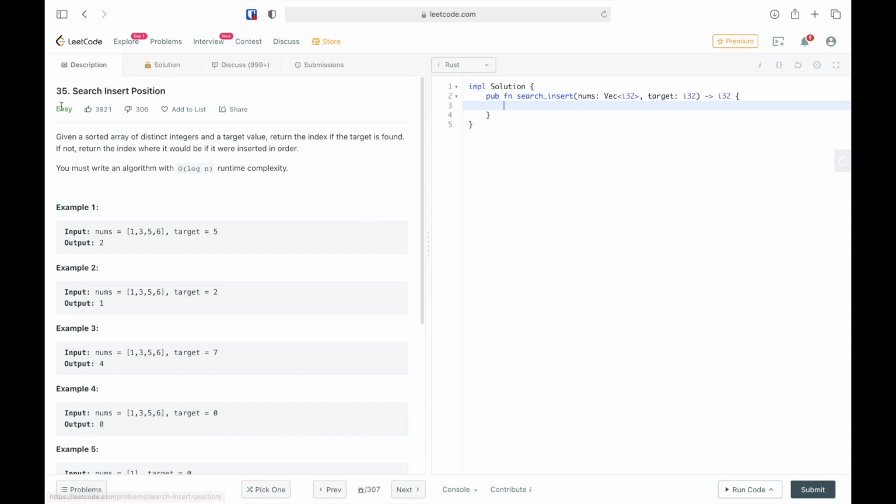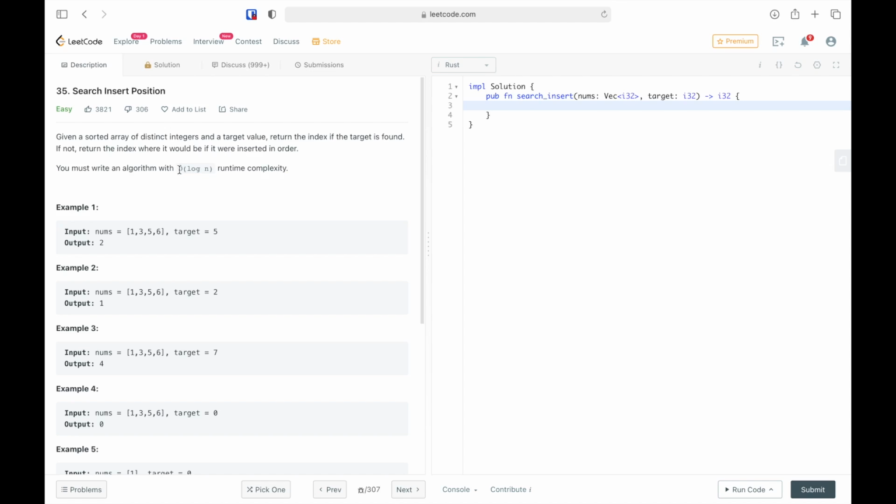Hey guys, today we're going to tackle question number 35, Search Insert Position, using Rust. So to get started, we can give the question a read. It says, given a sorted array of distinct integers and a target value, return the index if the target is found. If not, return the index where it would be if it were inserted in order. Okay, that makes sense. And now it says you must write an algorithm with O(log n) runtime complexity.